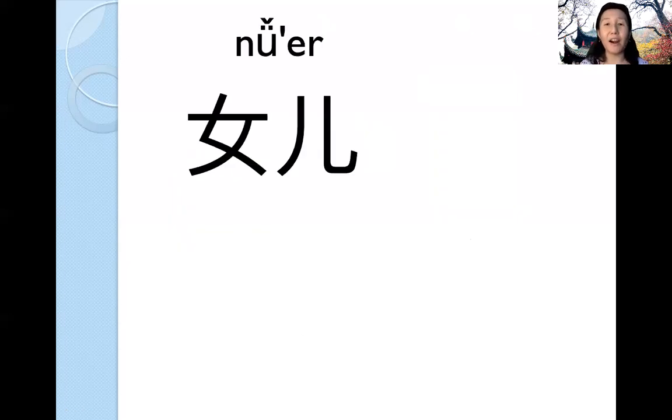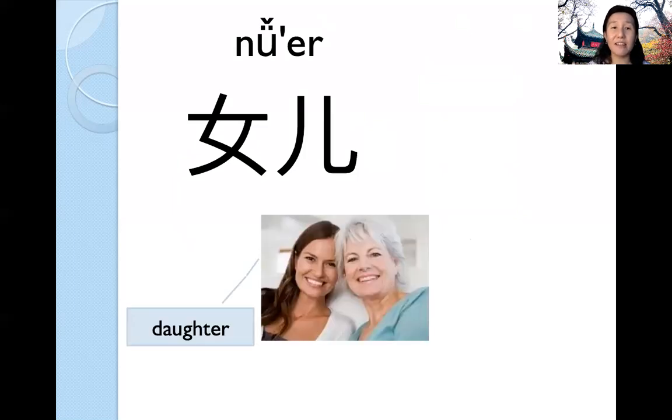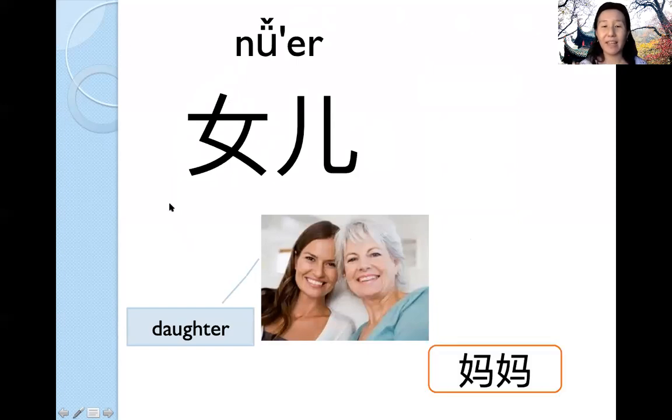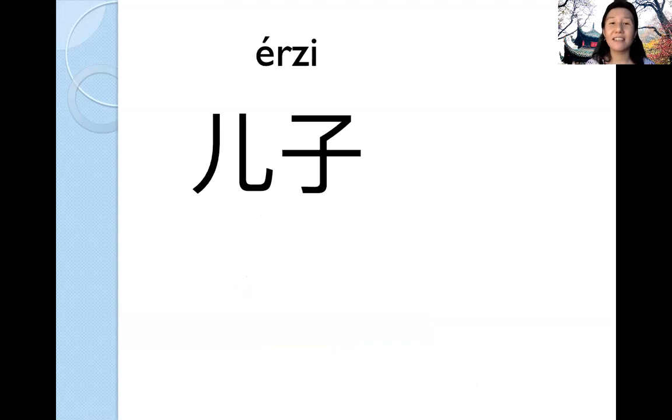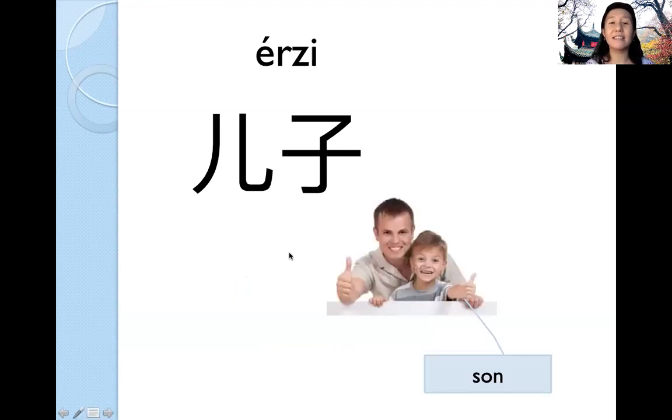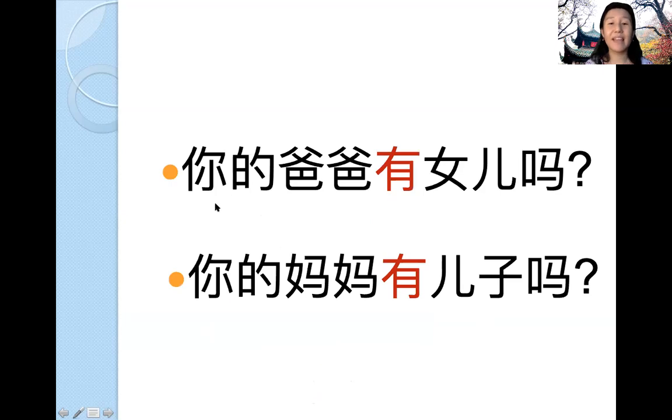So 女儿, it means daughter. So from the part of 女, we know that it's a female family member. And how do you say mom? Mama. 儿子, it means son. And how do we say dad? 爸爸。你的爸爸有女儿吗? 你的妈妈有儿子吗? So we can see from the meaning, does your father have a daughter? Does your mom have a son?